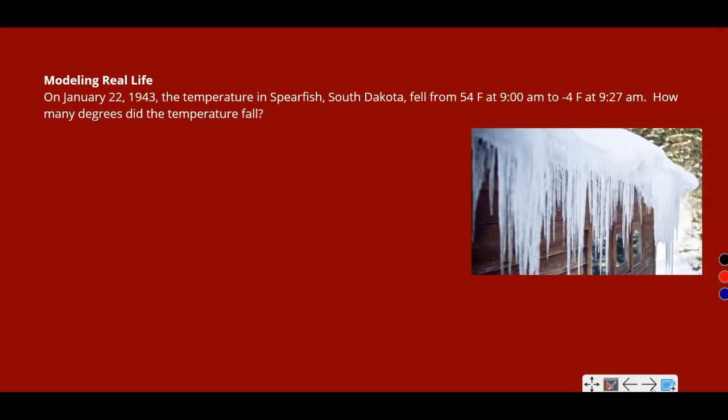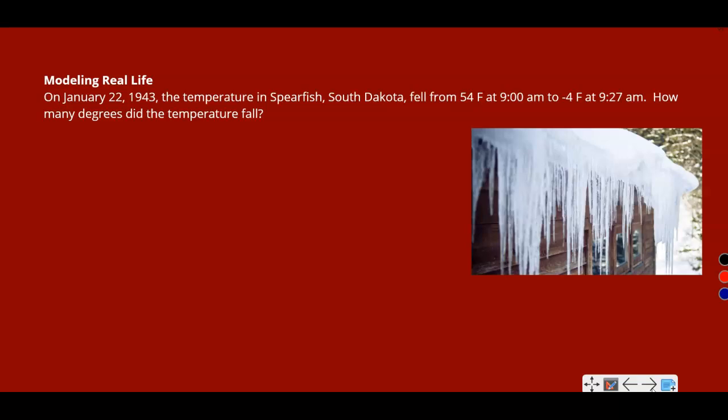So the first thing we need to do is talk about those strategies. So how are we going to solve this? First you need to understand the problem. You know the temperature before and after the temperature fell, and you are asked to find how many degrees the temperature actually did fall. So the first thing we can do is make a plan. Think about it as a verbal model, so you can write an equation that represents the problem.